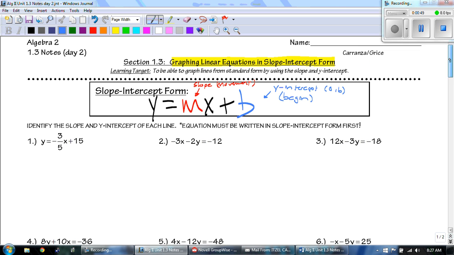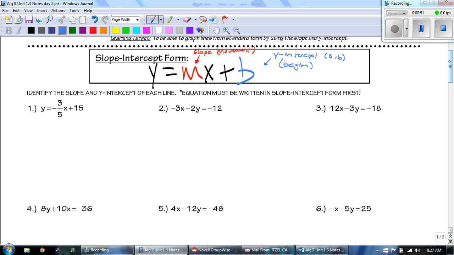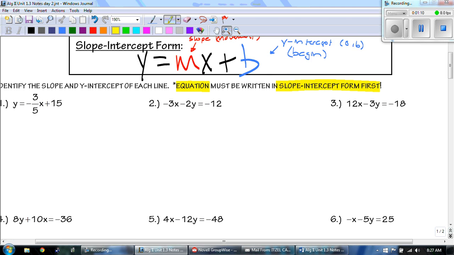Okay? So the first part says to identify the slope and y-intercept of each line. Equations, ooh, this sounds important, must be written in slope-intercept form first. So remember, slope-intercept form is y equals mx plus b. So let's go ahead and begin.